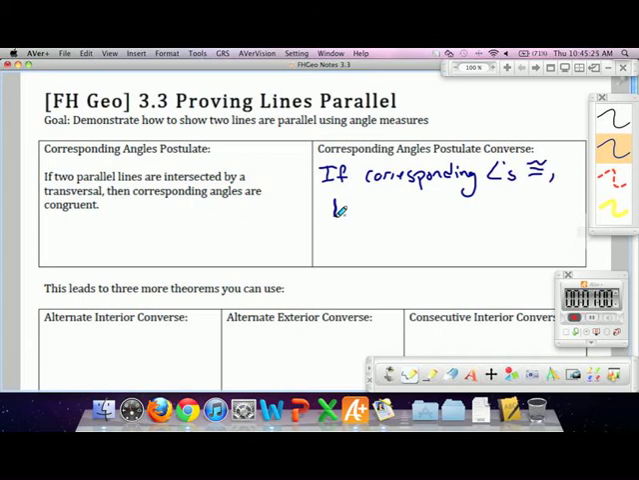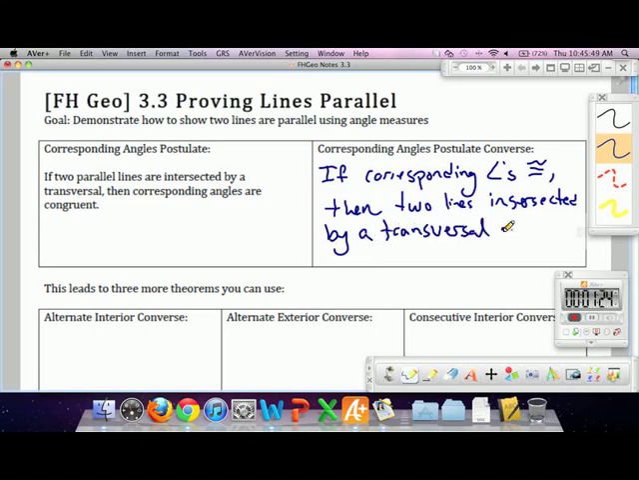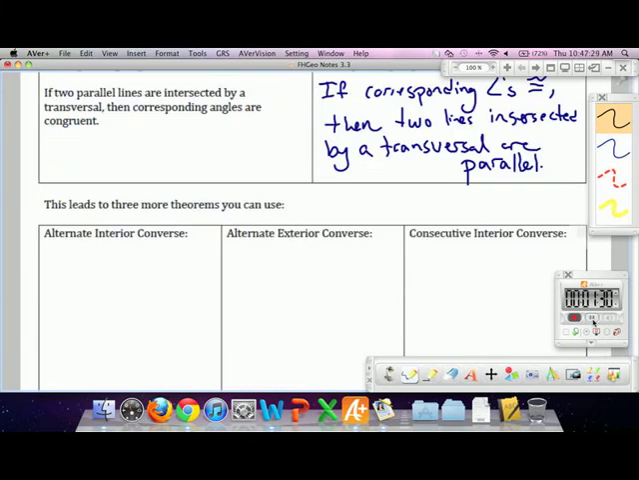then what do we know? If corresponding angles are congruent, then what we can claim is that the two lines intersected by a transversal are parallel. From that statement, we can actually conclude that these three are also true.